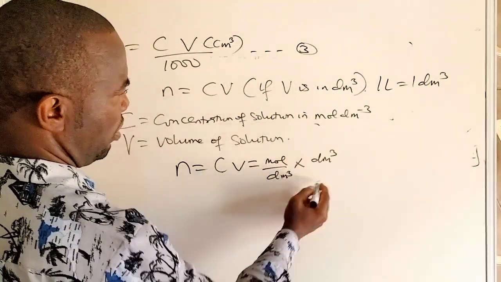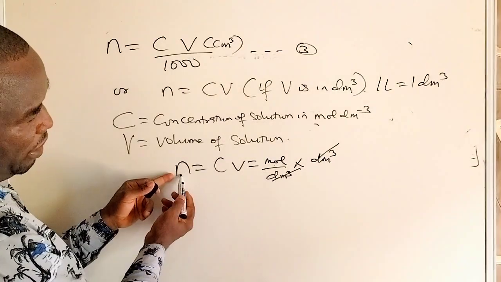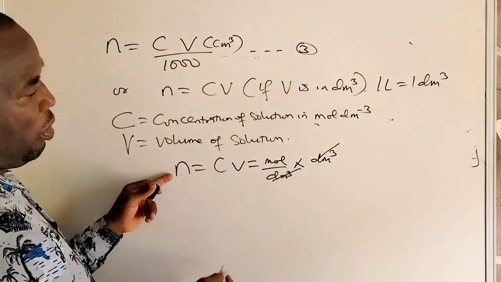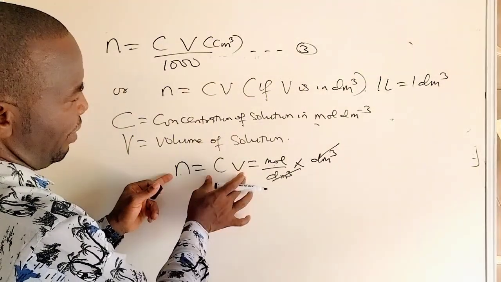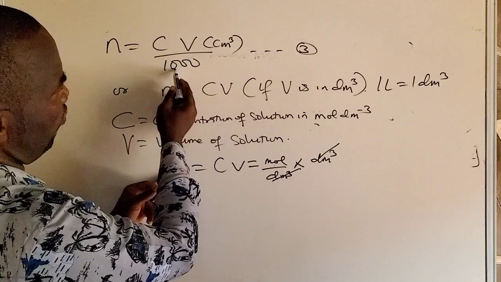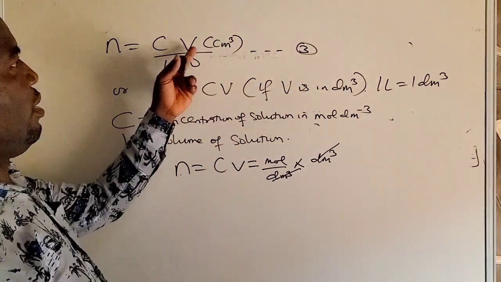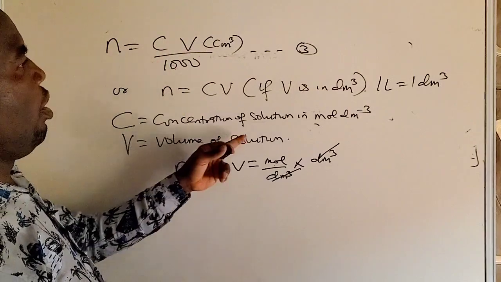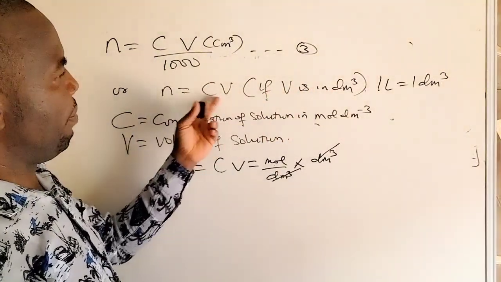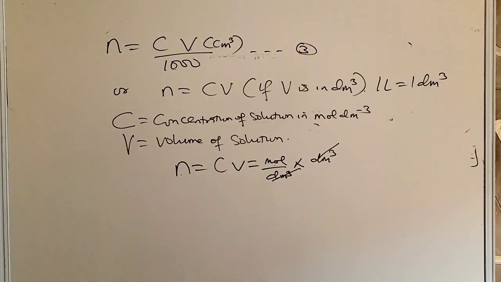So dm cube cancels dm cube, and we're left with mole as the unit of this quantity n. That is why we have to divide by 1000 if the volume is in cm cube. That 1000 converts the volume to dm cube before we solve. So when V is in cm cube, there will be 1000 under. When the volume is in dm cube, you don't divide by any 1000. We go to the next question.